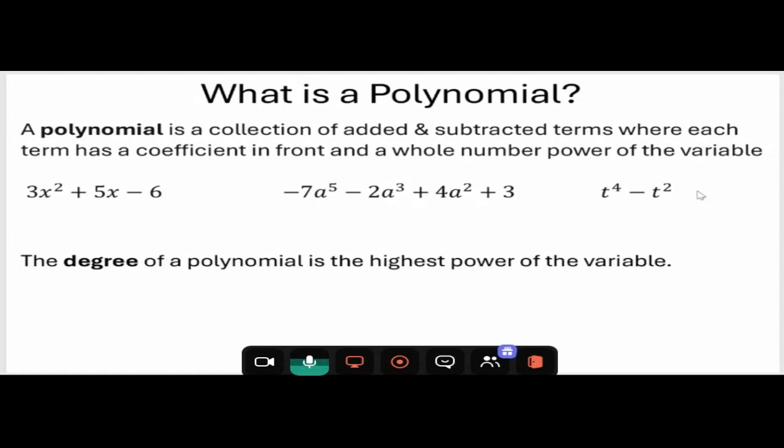Degree. So the questions will ask you the degree of a polynomial. It's very simple. It is simply the highest power that the variable has. So if we look at this first one here, this is an x to the 1, right? This is an x to the 2. The 2 is the highest one. So there we go. The degree of that polynomial is 2.